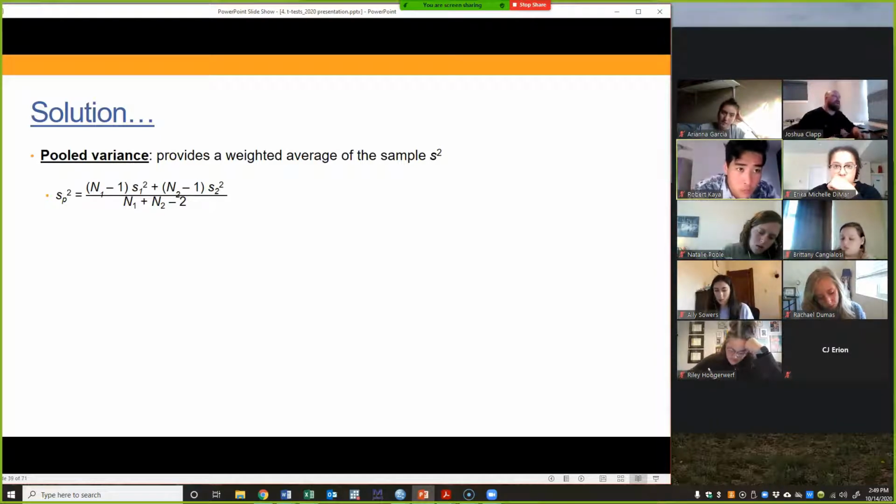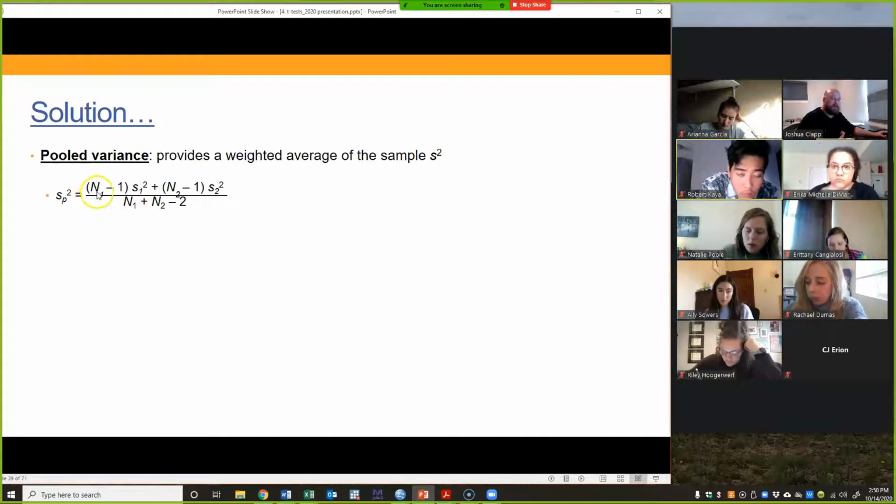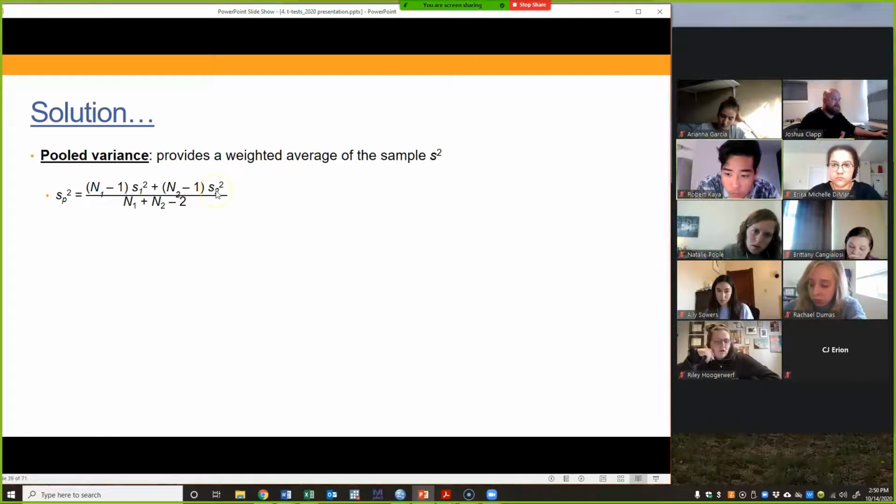So what I'm going to do almost always, before I calculate my standard error, is calculate a pooled variance estimate. My pooled variance estimate gives me a weighted average of my sample variances. My pooled variance is going to be the number of people in sample 1 minus 1, multiplied by the variance of sample 1, plus the number of people in sample 2 minus 1 times the variance of sample 2, over the top of the number of people in sample 1 plus the number of people in sample 2 minus 2.